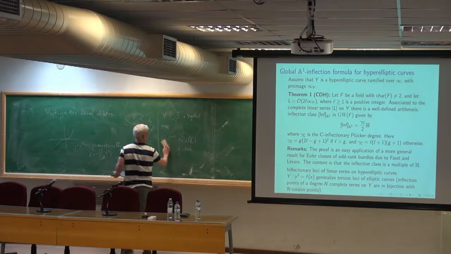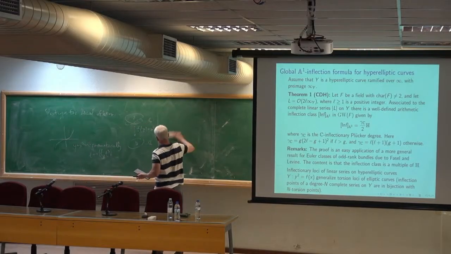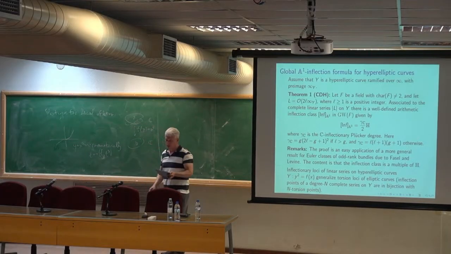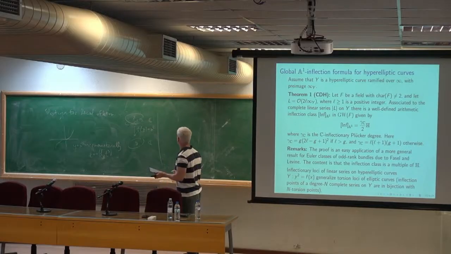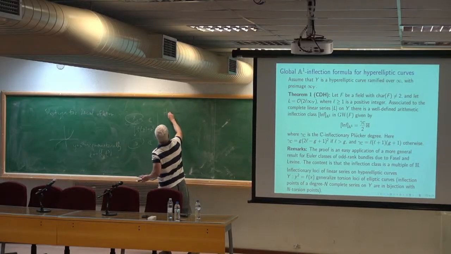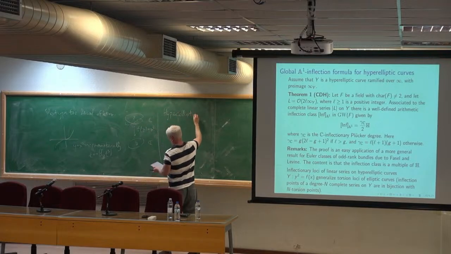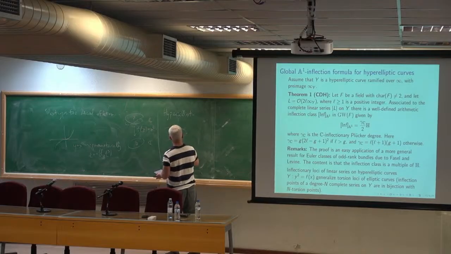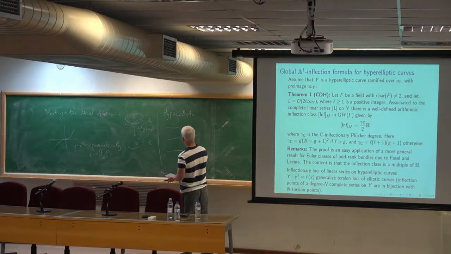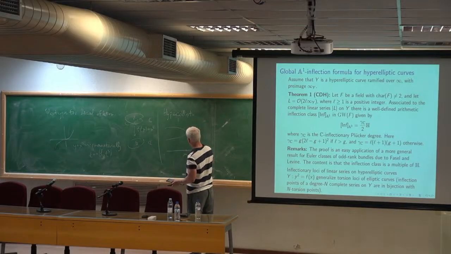So we specialize to linear series on hyperelliptic curves. So what is a hyperelliptic curve? Well, it's just a 2-to-1 cover of P1. A hyperelliptic curve means something like this: say this is my point, this is my point infinity on P1.